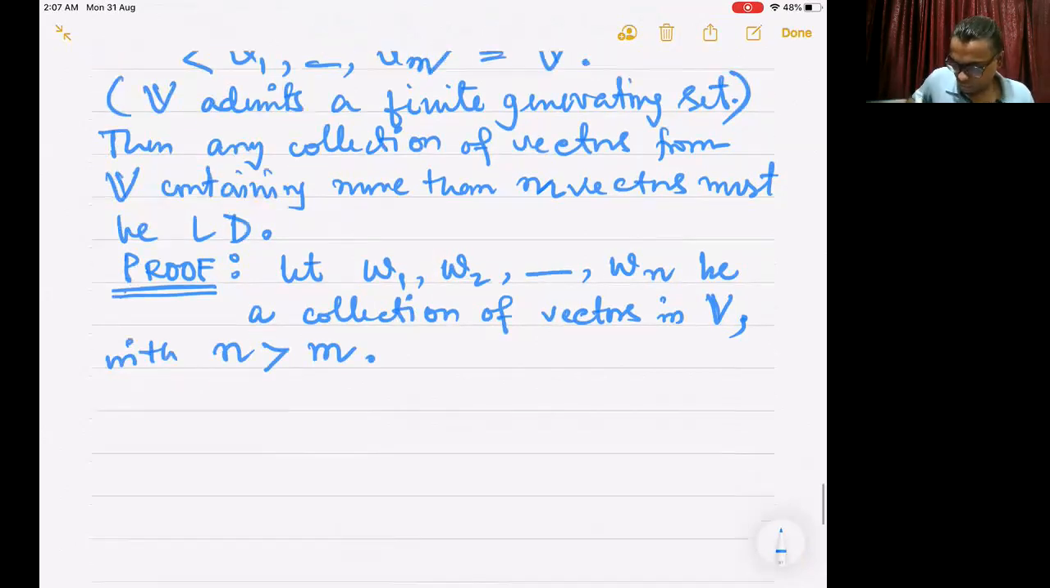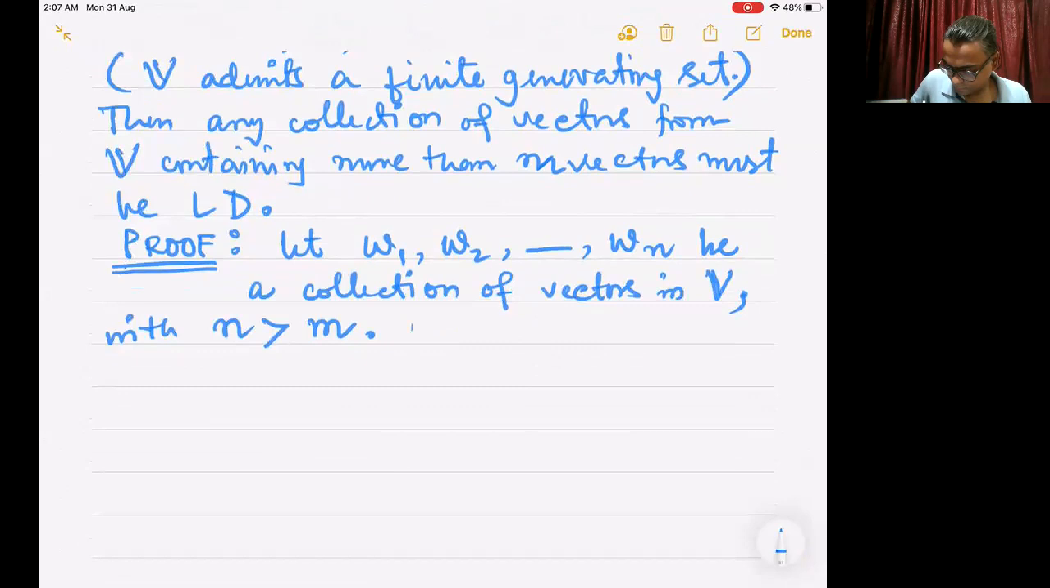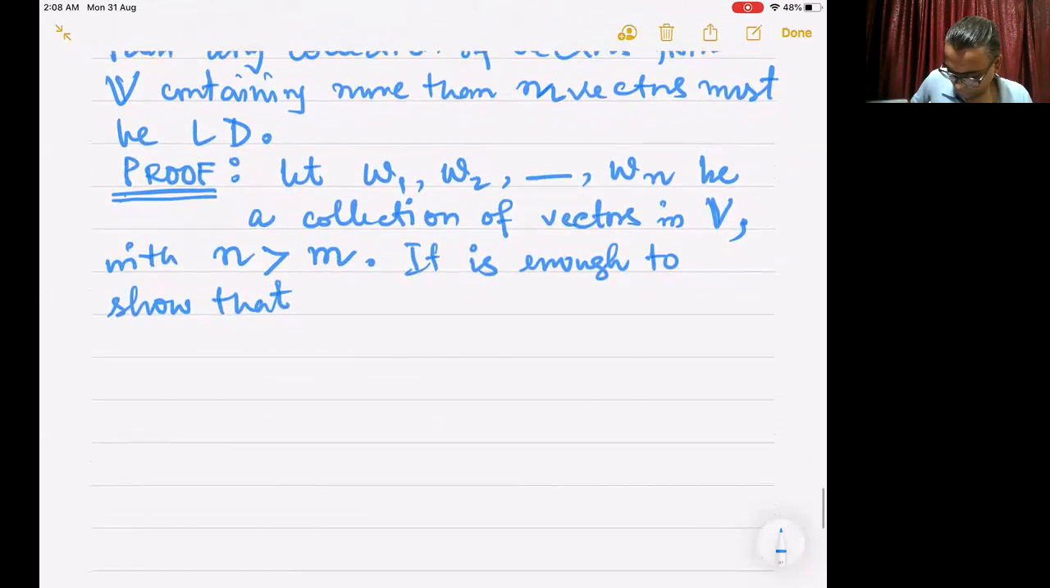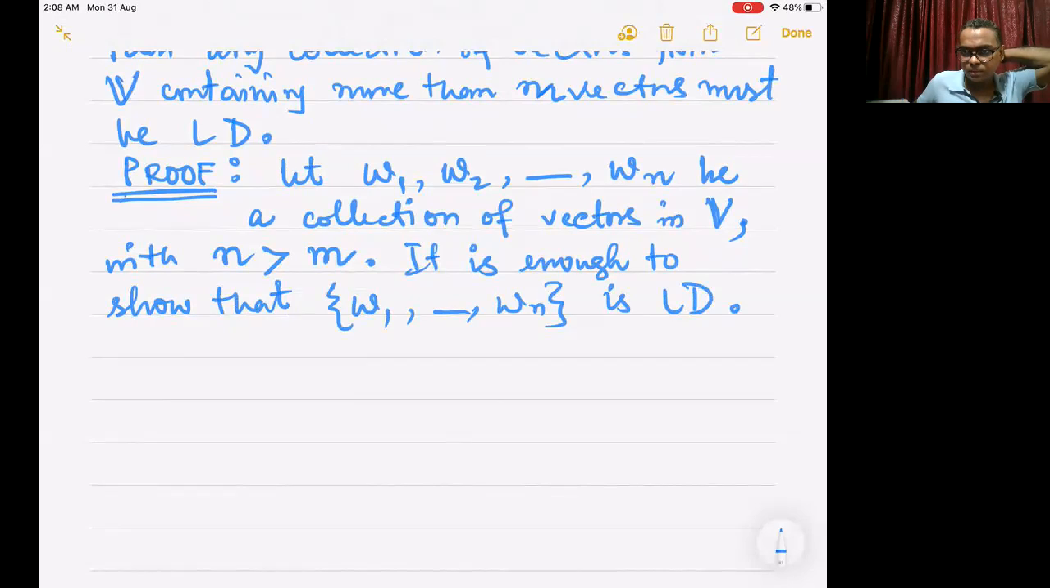Yeah, so it is enough to show that these are arbitrary vectors. I have not made any specific choice about these vectors. So these are arbitrary vectors. So it is enough to show that this set w1 up to wn is linearly dependent, right? That's what will prove the theorem.